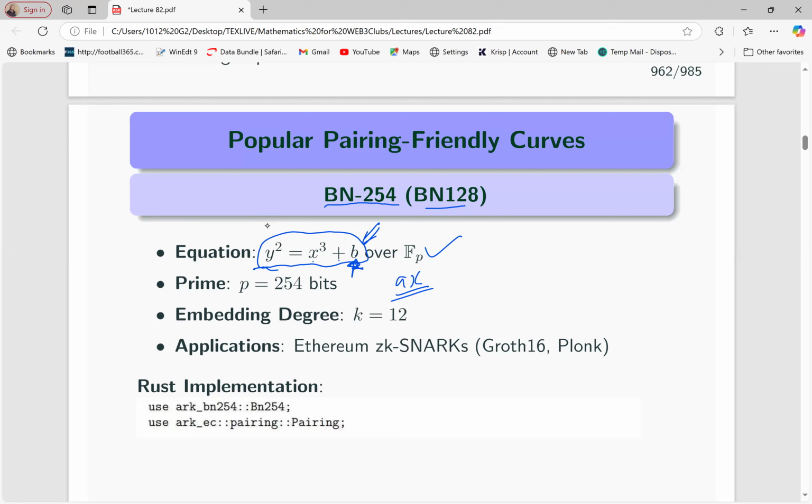Now, what about P? P here would be 254 bits. It's a very long number. It's a prime number, 254 bits. The embedding degree for this, irrespective of the B you're using, the embedding degree K will be 12.